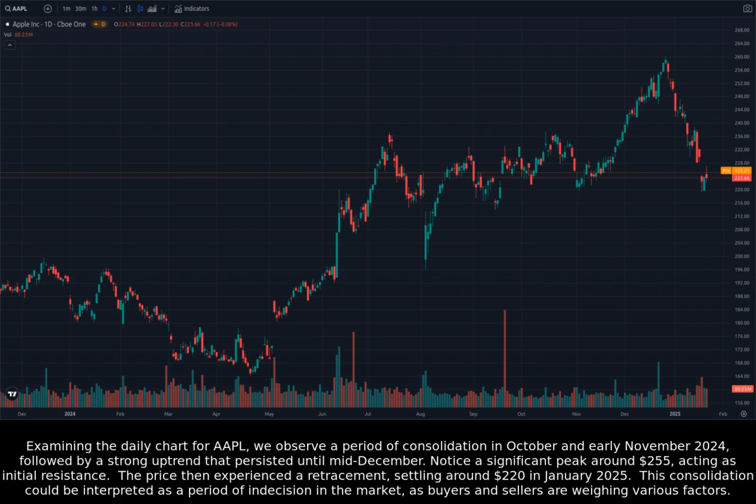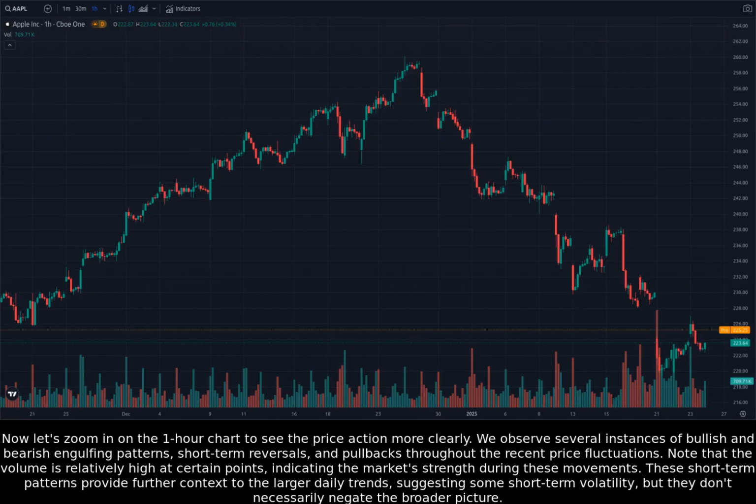Examining the daily chart for Apple, we observe a period of consolidation in October and early November 2024, followed by a strong uptrend that persisted until mid-December. Notice a significant peak around $255, acting as initial resistance. The price then experienced a retracement, settling around $220 in January 2025. This consolidation could be interpreted as a period of indecision in the market, as buyers and sellers are weighing various factors. Now let's zoom in on the 1-hour chart to see the price action more clearly.